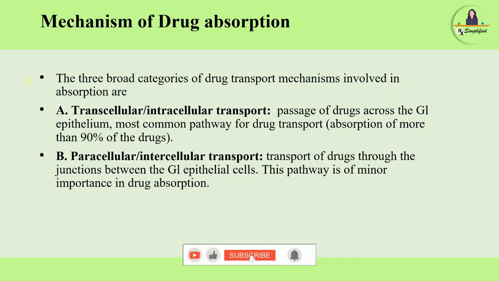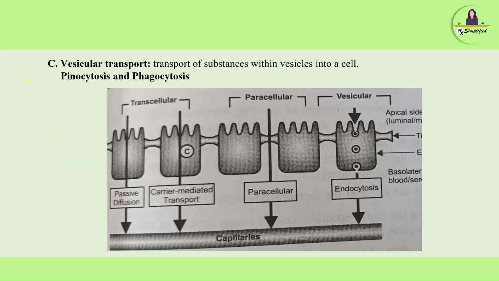Transcellular or intracellular transport is the passage of drugs across the GI epithelium, the most common pathway for drug transport. More than 90% of drugs are absorbed by this pathway. Second is the paracellular or intercellular transport: transport of drugs through the junctions between the GI epithelial cells. This pathway is of minor importance in drug absorption. Last one is the vesicular transport: transport of substances within vesicles into a cell. Examples are pinocytosis and phagocytosis.